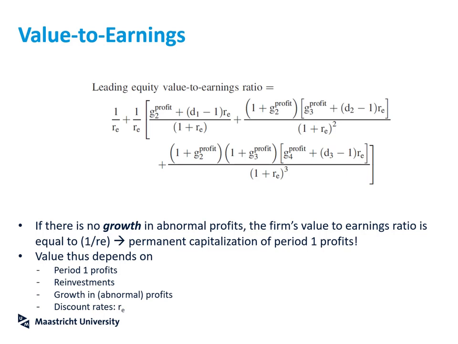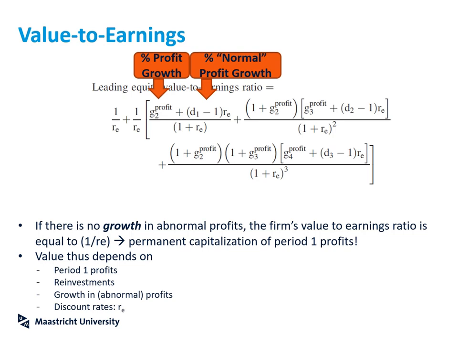Now we can increase the value to earnings ratio by having growth in the abnormal profits. That's what we also saw on the abnormal profit growth model. The starting point was next year's profit, and we can add value by increasing the abnormal profits included in that. And that's what we see here as well. So in order for value to earnings to be higher than 1 over your cost of equity, we need to have growth in abnormal profits, which is a function of profit growth, but minus the normal profit growth that we expect given the reinvestment. And that's what you will see here.